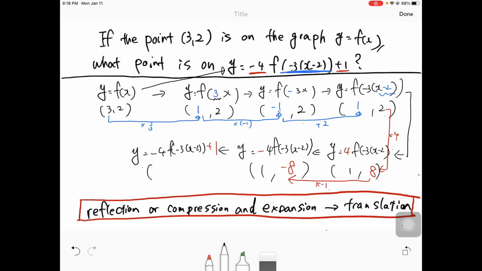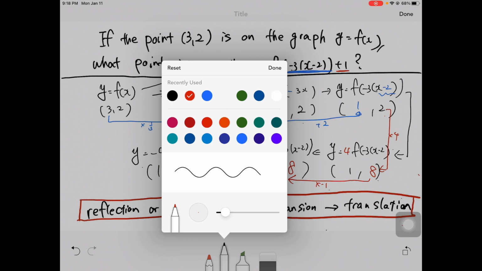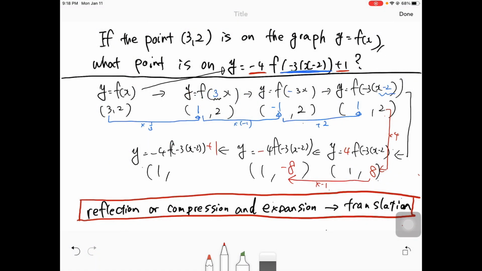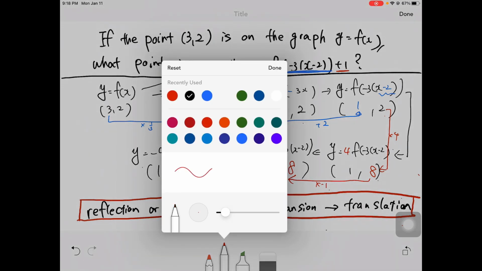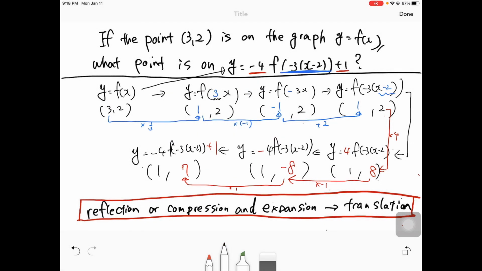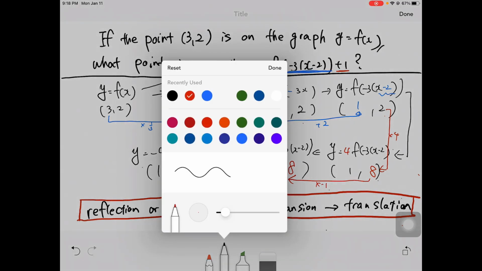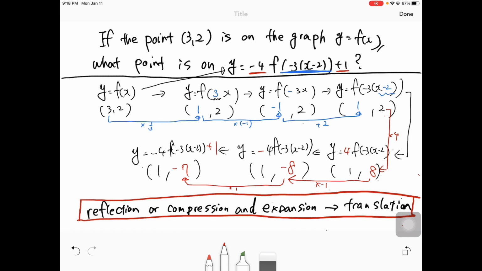Okay, then you don't need to change the x value, and this is a vertical translation, so -8 plus 1, which is... Now it's not 7, it's -7. Now you finished all kinds of transformations.